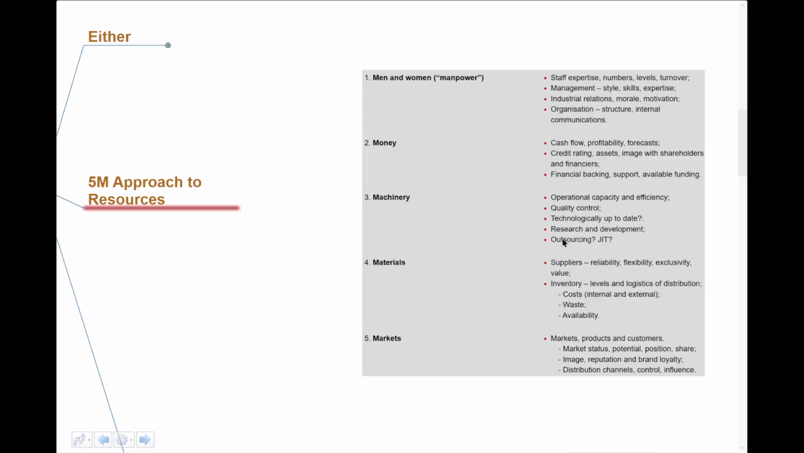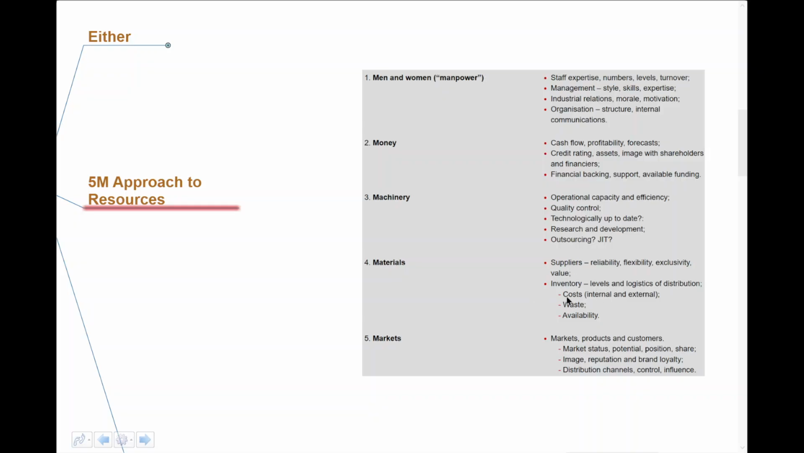we obtain materials, don't we, from suppliers. Now, how good are they? Is the material high quality? Is it only available from a certain number of suppliers? Or is it the type of material that is readily available from many, many different suppliers?